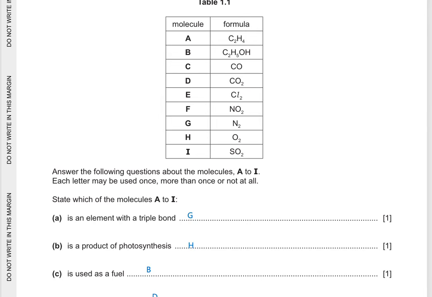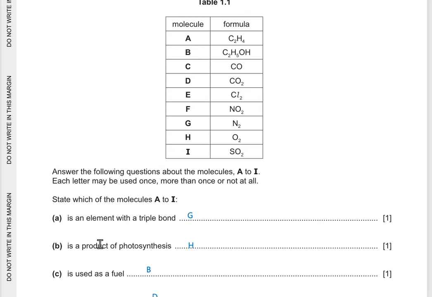State which of the molecules A to I is an element with a triple bond. So what we're looking for here, remembering the syllabus, is that it clearly stated the examples of the molecules that have triple bond, double bond, and single bond. The most notable one here is nitrogen, so we just look for nitrogen, which is G. We remember we only write the letter. They just give the formula here so that you can know what molecule or what formula the letter signifies.